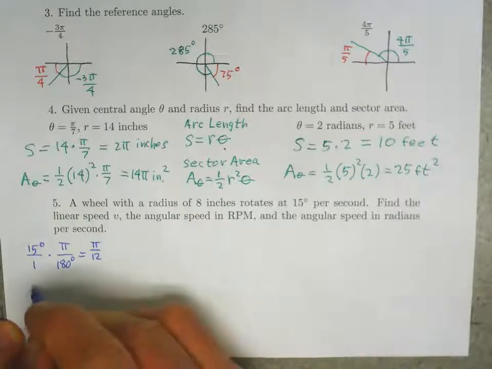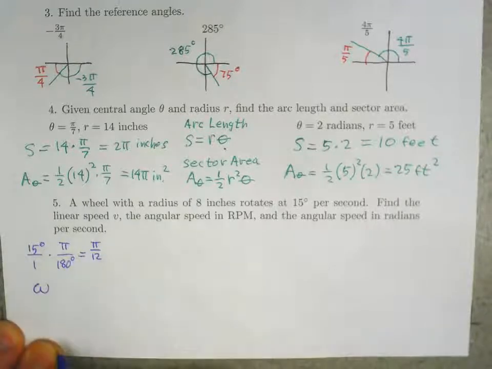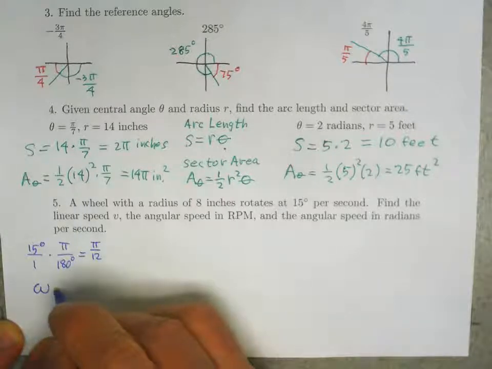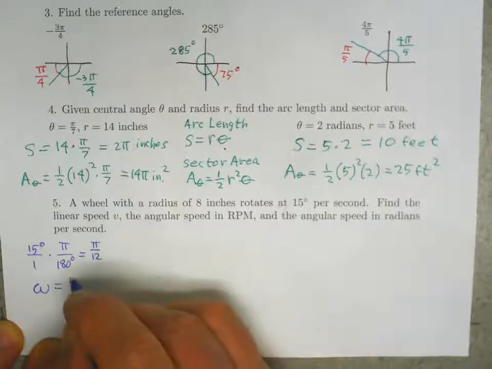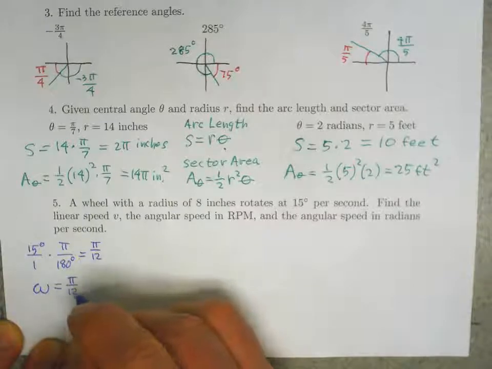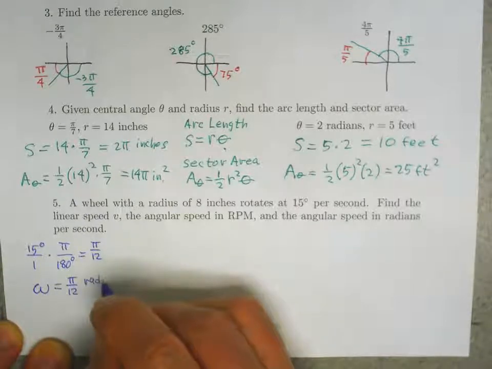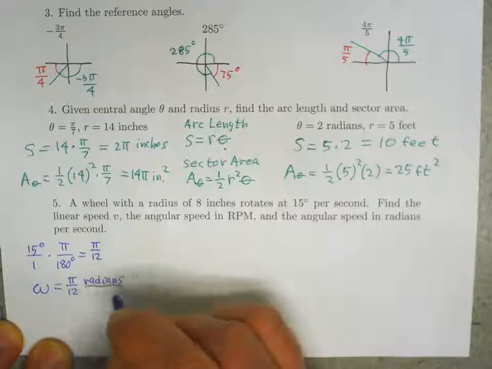And so the angular speed in radians per second is pi over 12 radians per second.